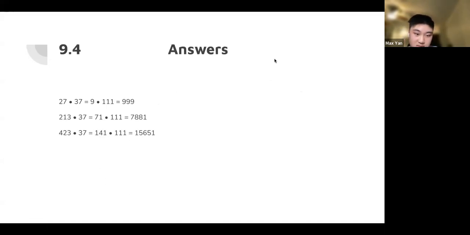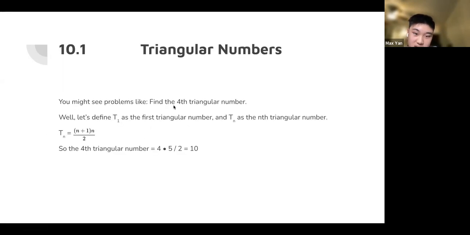Okay. So 27 times 37, 9 times 111, 999. 213 times 37, 71 times 111, 7,881. And yeah, that's the trick for multiplying by 37. They should always give you a number that's divisible by 3 there. If they don't, then you should probably just use the normal method. But yeah, let's go on.